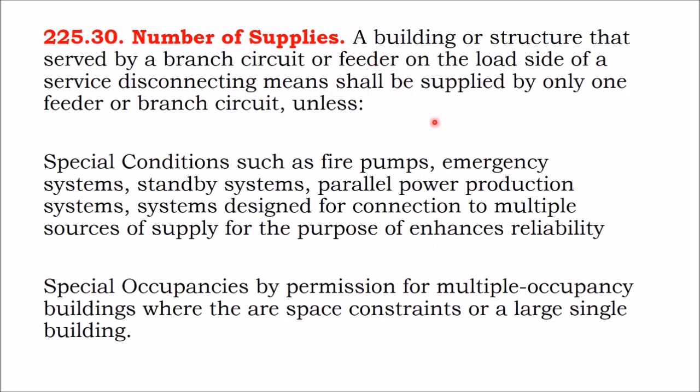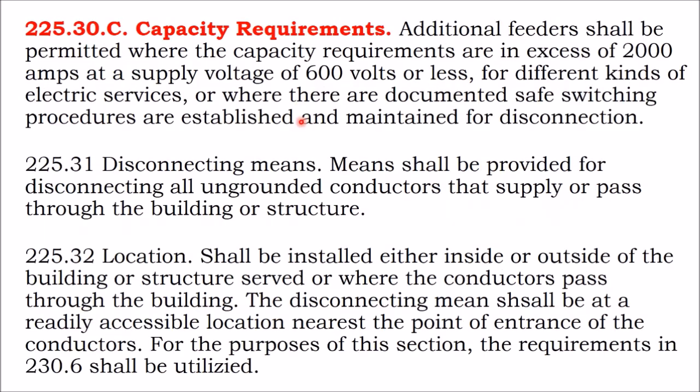When it says a building shall be supplied by only one feeder or branch circuit unless special conditions apply, that special condition means we could also supply our buildings with an on-site solar array in addition to the utility circuit. So it's one supply from the utility unless special exceptions are made. Additional feeders, here are some special exceptions.